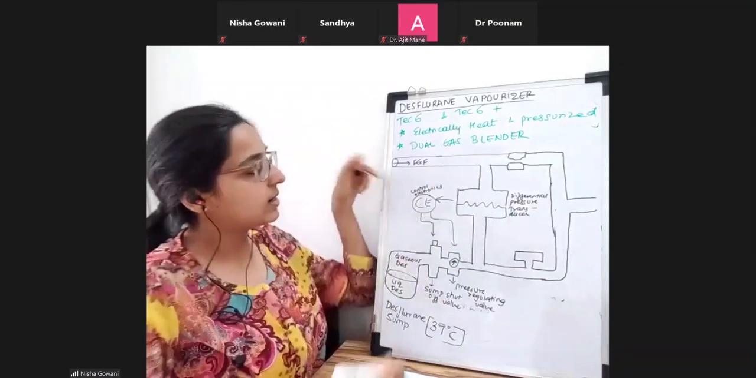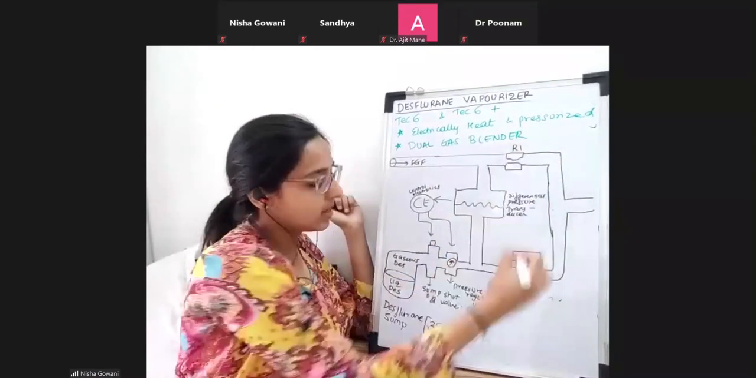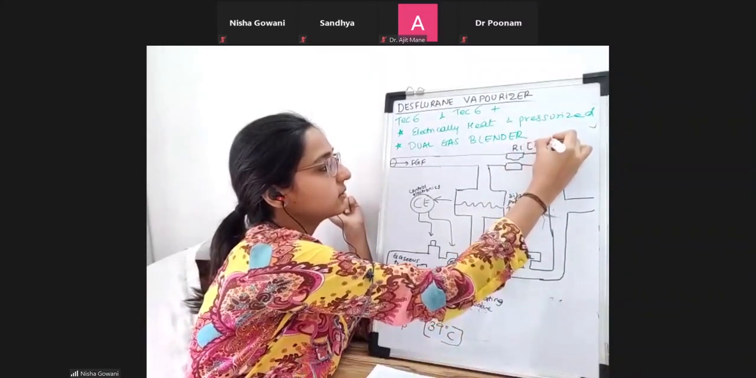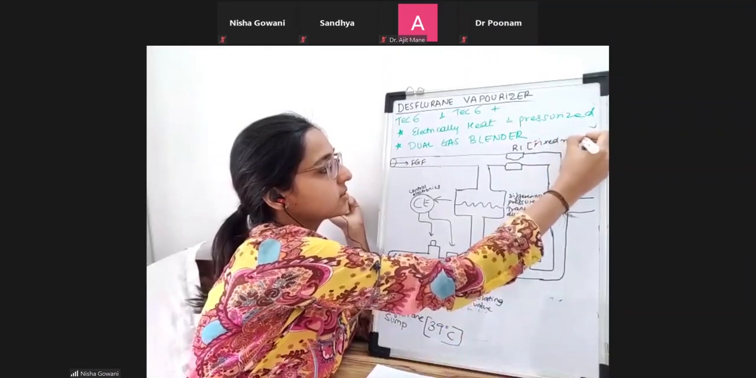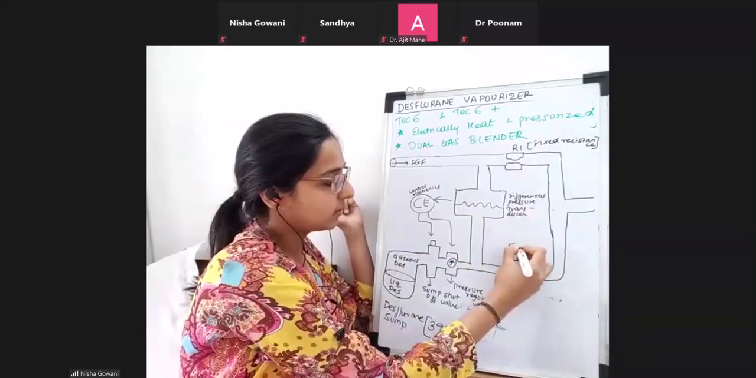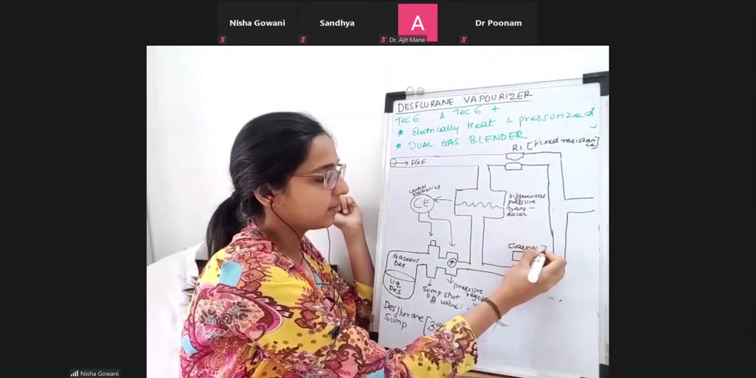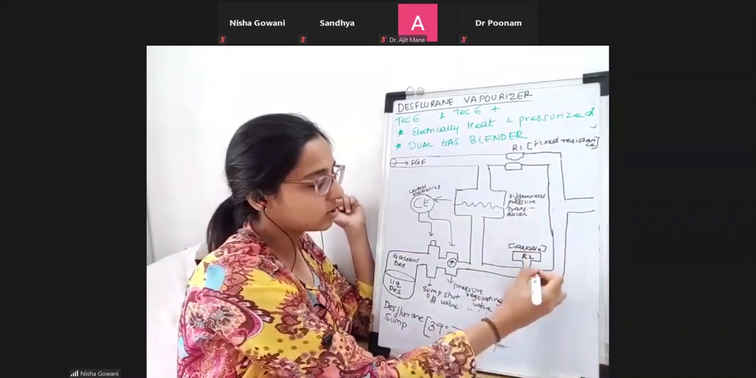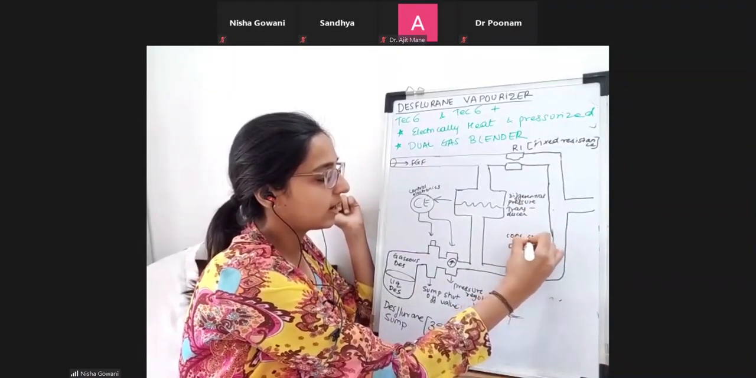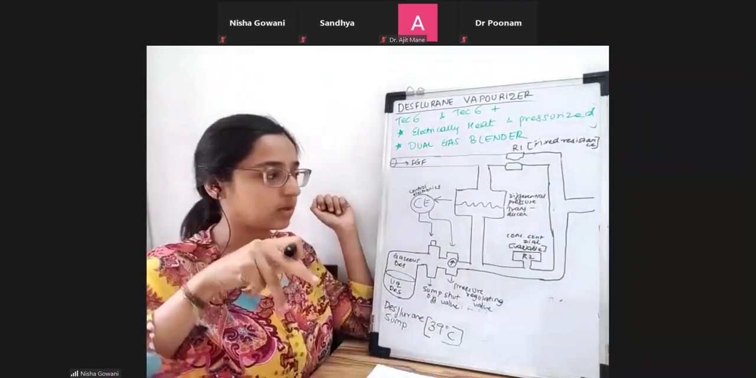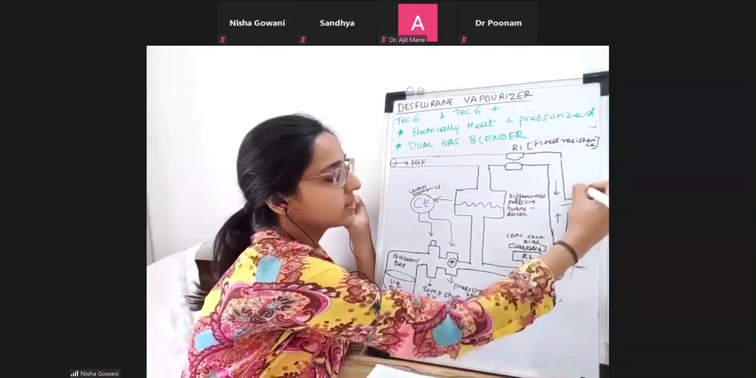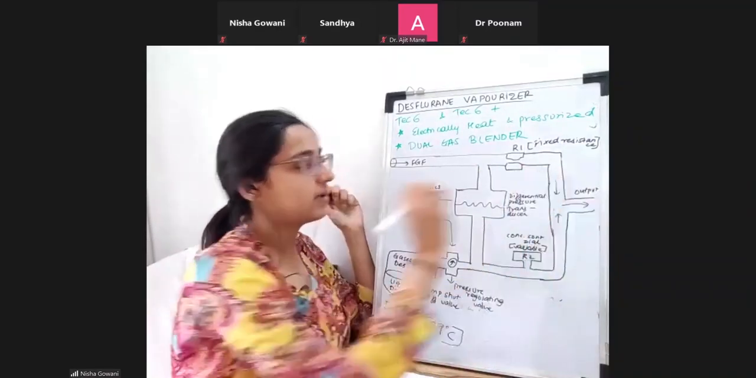Here, this is R1 and this is R2. R1 is a fixed resistance, and R2 is variable. It's a variable resistance. So what is R2 actually? This is actually the concentration control dial, which is on our vaporizer outside. Here is where the mixture occurs, and this is the final output of the vaporizer.